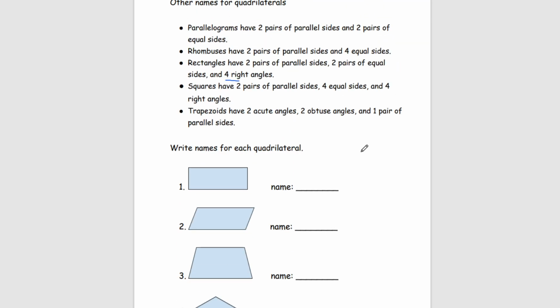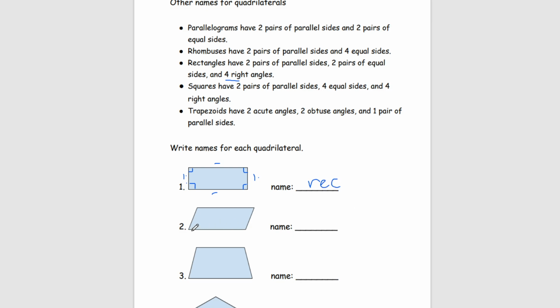So let's start looking at number one. Here we have two equal sides. So these sides are equal, and these sides are equal. And here we have one, two, three, four right angles. So that tells us that it's a rectangle. So number one is rectangle. I want to write rec for short.